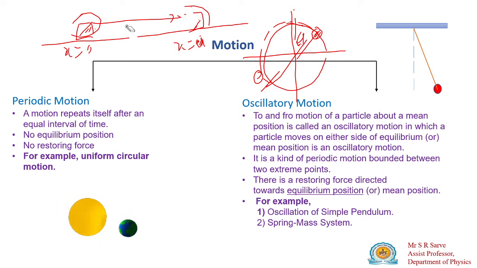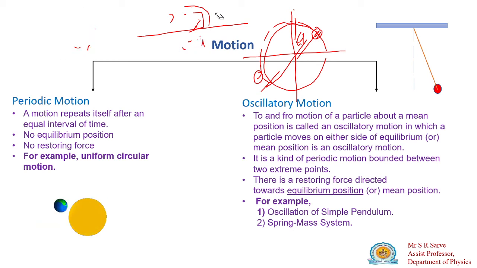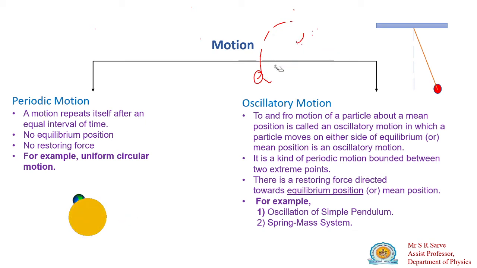So in simple harmonic motion or in oscillation, there are terms related to the motion, that is periodic motion and oscillatory motion. Each periodic motion is not simple harmonic motion, and each oscillatory motion is not simple harmonic motion, but all simple harmonic motions are periodic motions and oscillatory motions. That is the important statement that we should understand as we learn the concept. So first we will learn about what is periodic motion.